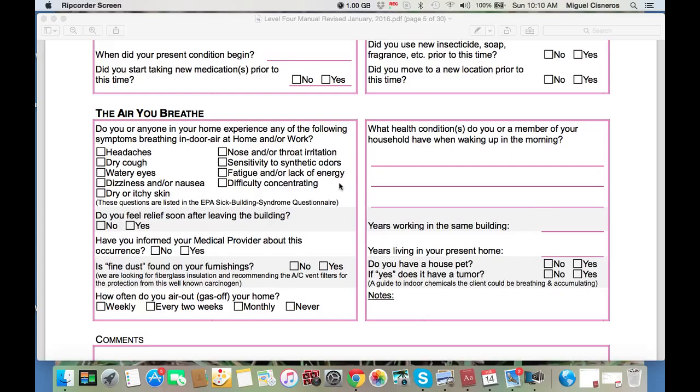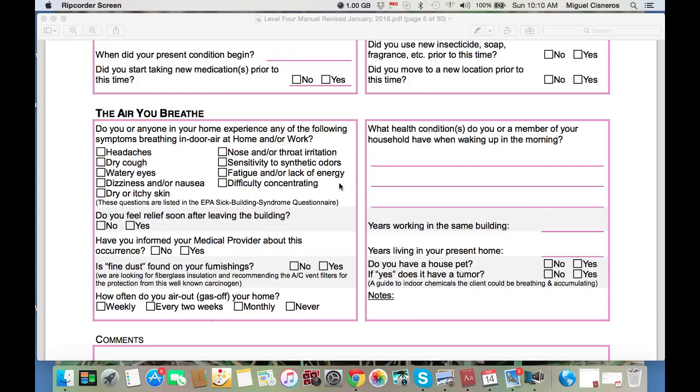The same. So we want to know if they have this. And then, we're going to look at the environment. Once again, open windows. Do you feel relief soon after leaving the building? This is another information that will tell us. Let's look at the building.